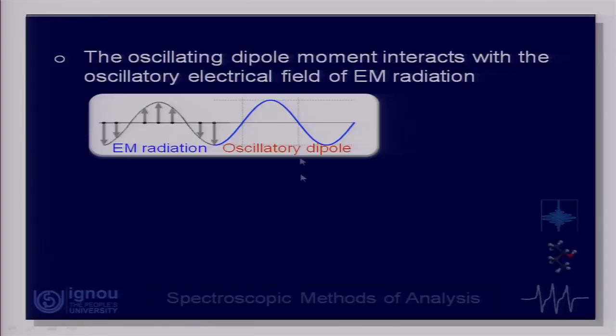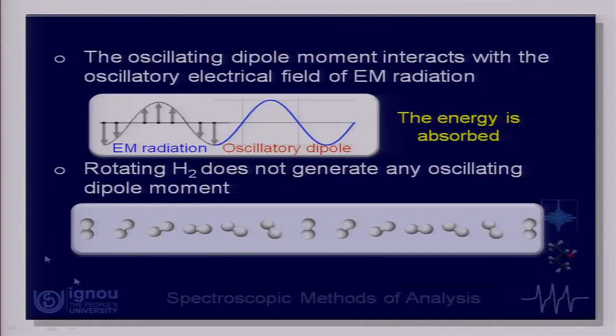What happens is, this is my EM radiation we are familiar with. I am just showing the electrical component of EM radiation, and this is the oscillatory dipole which I have been able to generate because of the rotation of the HCl molecule. Now, the two will interact. Once the frequency of radiation and that of the oscillatory dipole moment match, then there is an absorption of radiation. That means the oscillatory dipole moment provides a mechanism for the interaction of radiation and matter. So, energy is absorbed there.